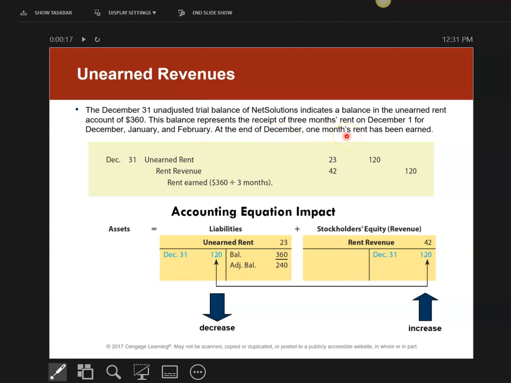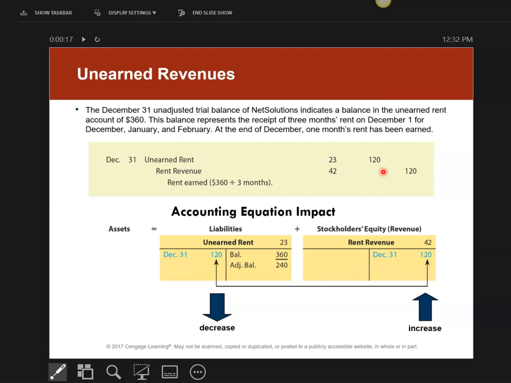So always on an unearned, the first thing I should do, I know you know what it is, take the balance and divide by the 3 months. So I know how much per month. $360 divided by 3 is 120 per month. So what I'm going to do is recognize the revenue of $120 at the end of December. I'm always going to debit the unearned rent and credit the rent revenues.